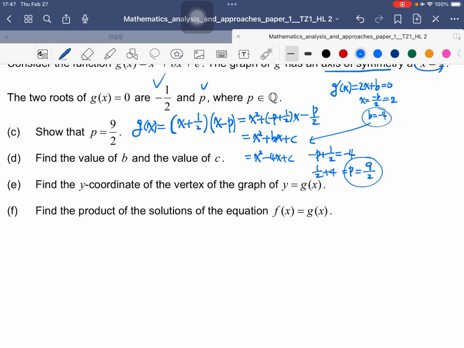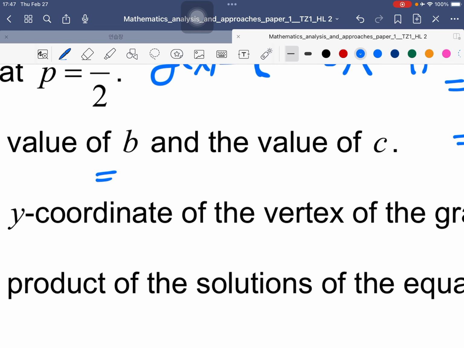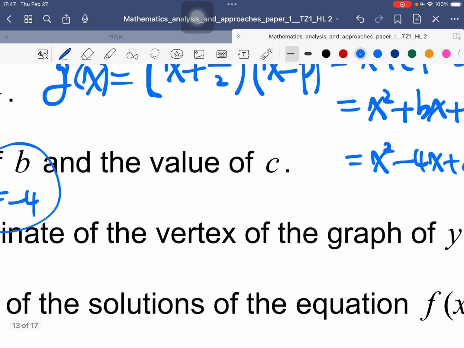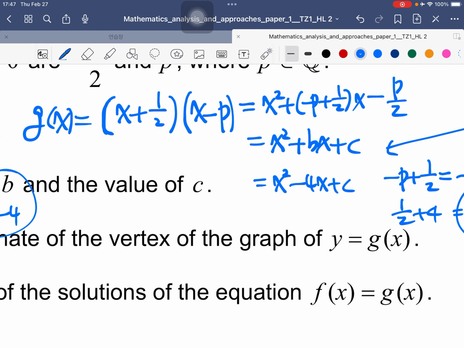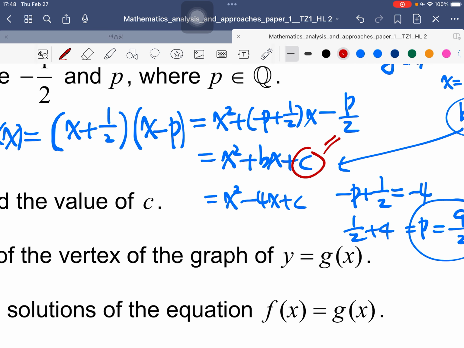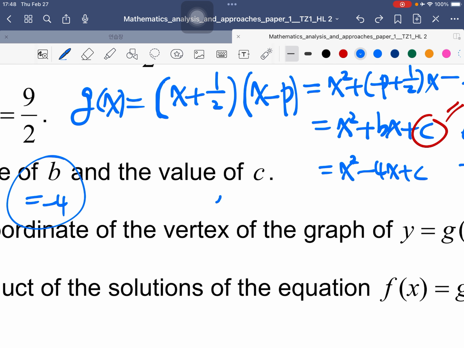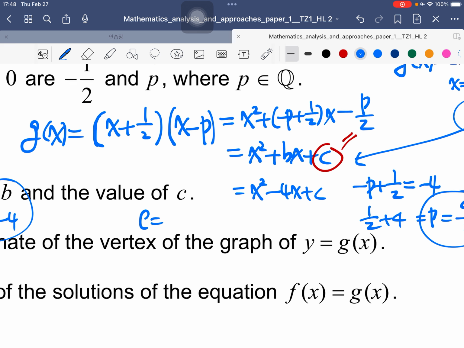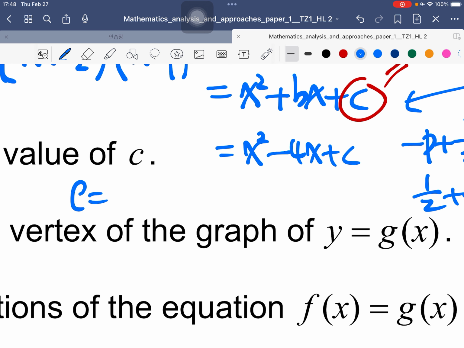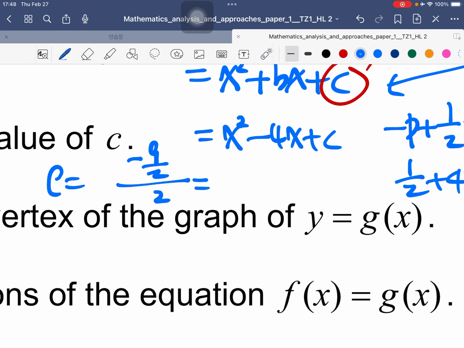Find the value of b and value of c. For b, we already got b equals what? B equals negative 4. Negative 4, right? So the value of c. C equals, as you see clearly here, c is negative p over 2. So c is negative p, which is 9 over 2, so negative 9 over 2 divided by 2 equals negative 9 over 4. This is the c value.